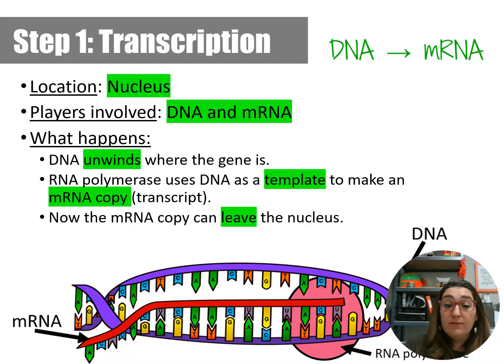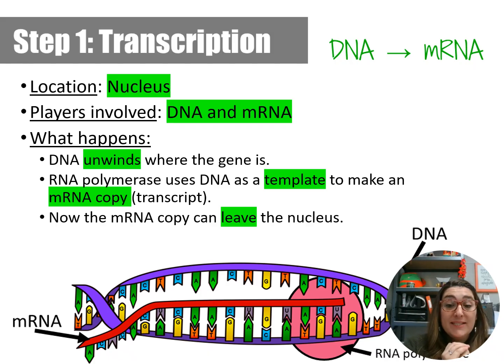So the players involved, what do we have here? We're going to have DNA, and then we're going to need mRNA. mRNA is our messenger RNA. It's going to carry the message from the DNA in the nucleus to the ribosome. So the mRNA would be Miss Neal. Miss Neal is going to copy the recipe from the recipe book and bring it to you in the kitchen.